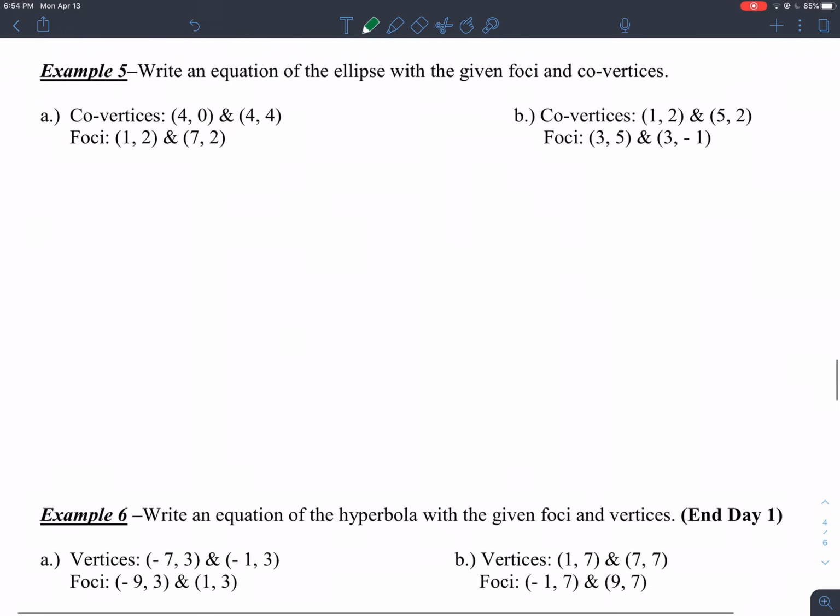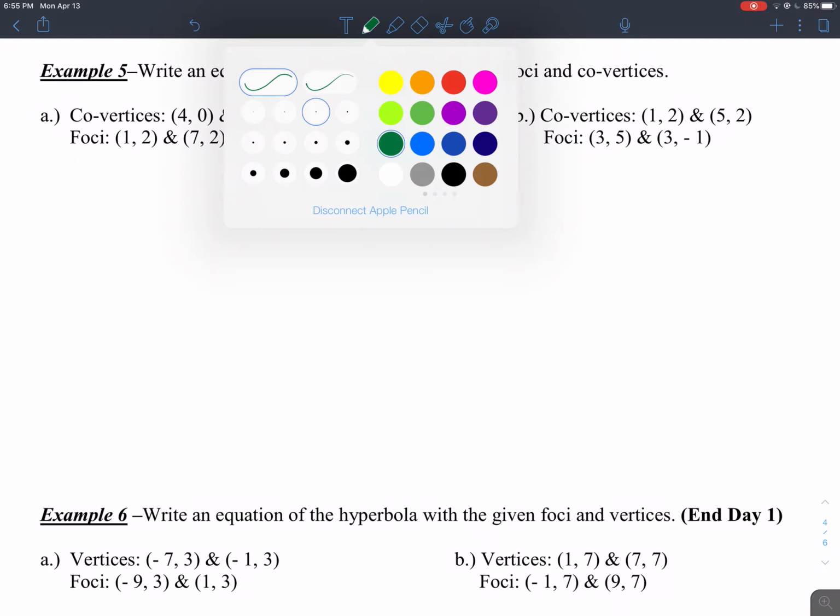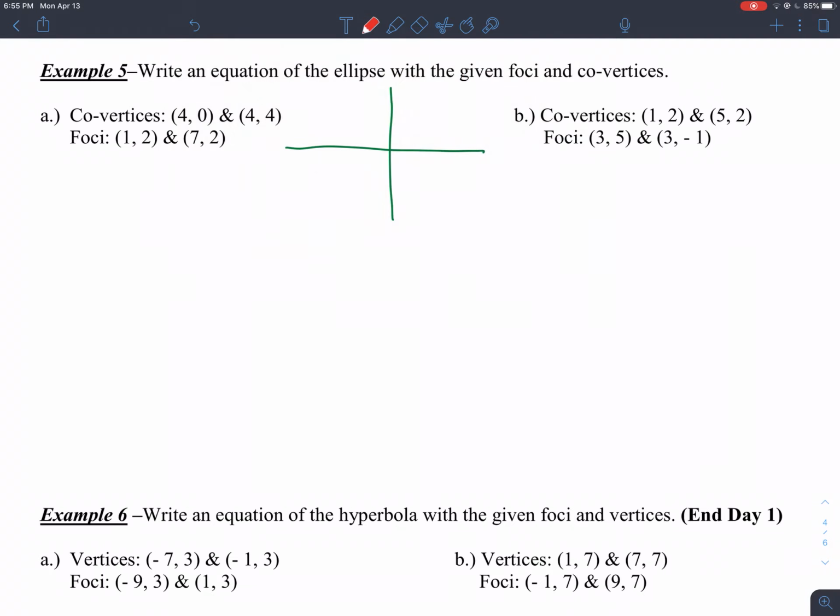All right, example 5. Example 5 is write an equation of an ellipse with the given foci and covertices. Okay, again, here I think a picture is even more important. If I were you, I would definitely be drawing a picture here, and for example 6 as well for sure. So what you do here, again, draw the information they gave you. That'll really help you.